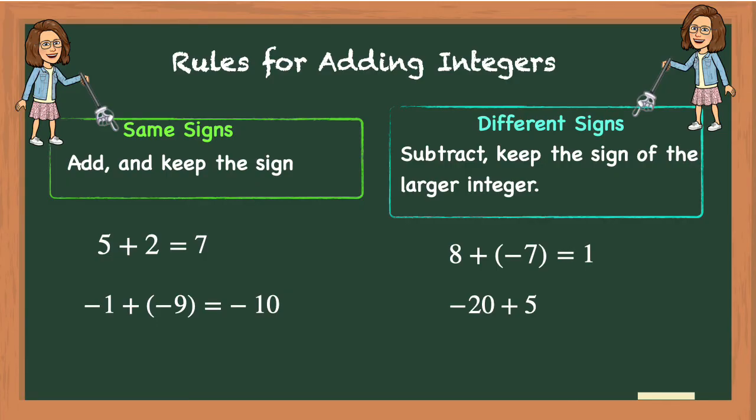Now let's look at negative 20 plus positive 5. We need to subtract 20 minus 5 to get 15. And then again, we need to determine if this 15 is positive or negative. Since 20 is a larger number than 5 and 20 is negative, our answer will be negative 15. Don't you think using these two rules is a whole lot easier than having to draw out all those number lines? I know I do.